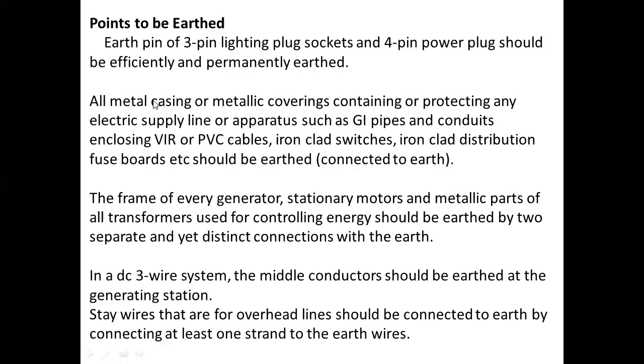And what are the other parts to be earthed? All metal casings or metallic coverings containing or protecting any electrical supply line or apparatus. For example, ironclad switches, ironclad distribution fuse boards, GI pipes, conduits, etc. should be earthed, meaning connected to the earth. And the frame of every generator, stationary motors, and metallic parts of all the transformers should be connected by two separate and distinct connections to the earth because of the high capacity. So two separate earth wires should be taken from the machines and connected to the earth.